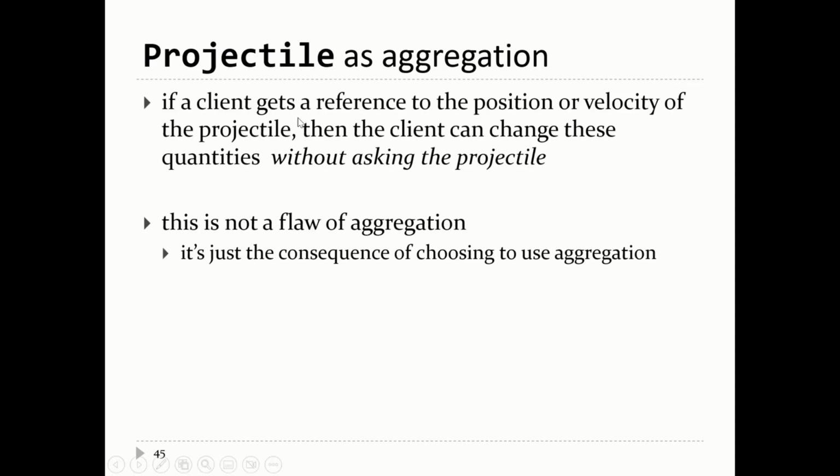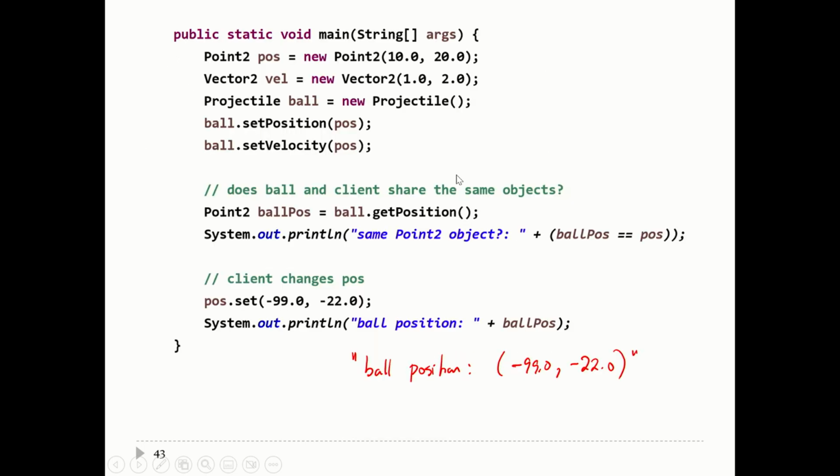So if somebody gets a reference to the position or velocity of the ball, then whoever gets that reference can simply change the position or the velocity without asking the projectile, just like we did here. In other words, the projectile does not have sole control over its position or velocity. Somebody else can reach in and change its internal fields.